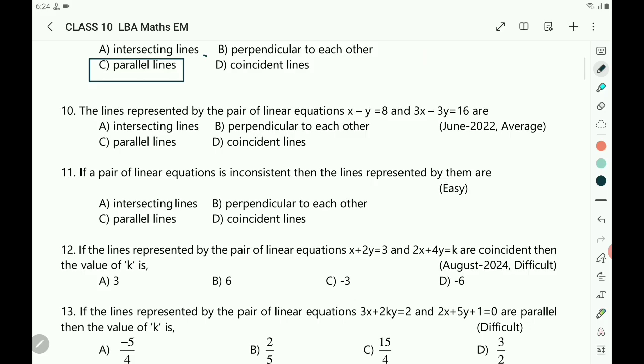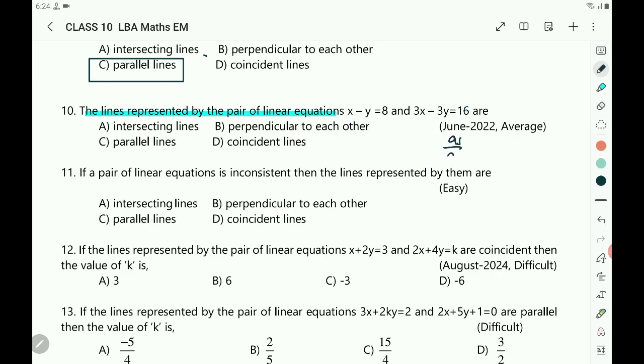Question number 10. The lines represented by the pair of linear equations x minus y equals 8 and 3x minus 3y equals 16 are. Here the C values are on the RHS, so you can write them as they are. Now the coefficient of x is 1 and the coefficient of y is 1, so 1 by 3 and minus 1 by minus 3 and 8 by 16 we have to find out.